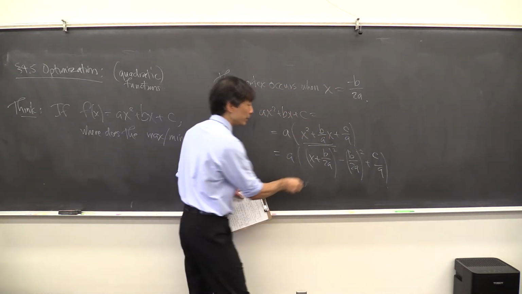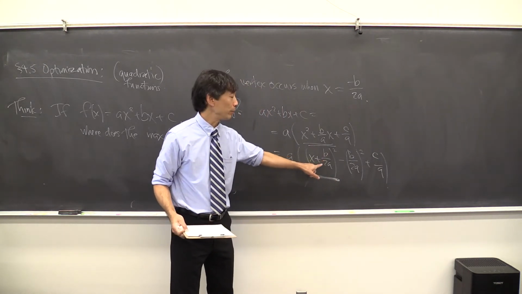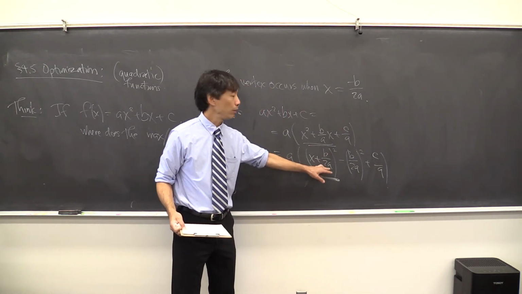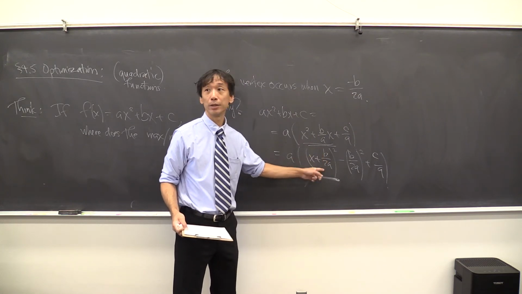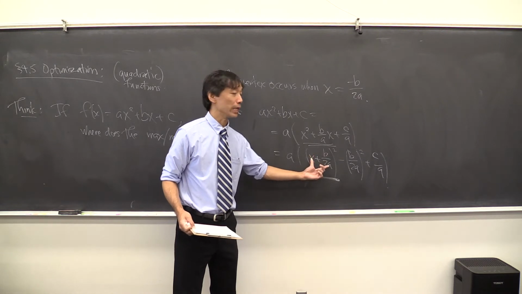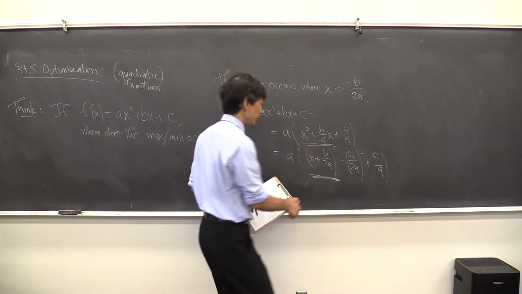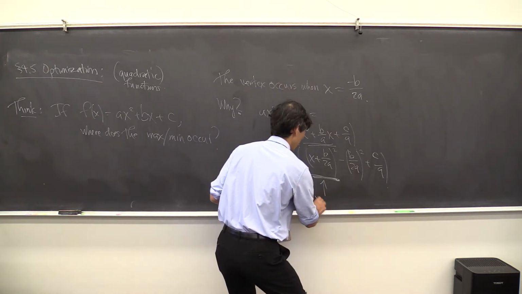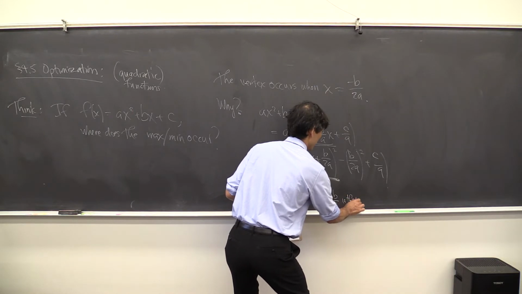And then you see that this term is going to vanish when x equals negative b over 2a. So that's the vertex. So you see that x equals negative b over 2a is the vertex.